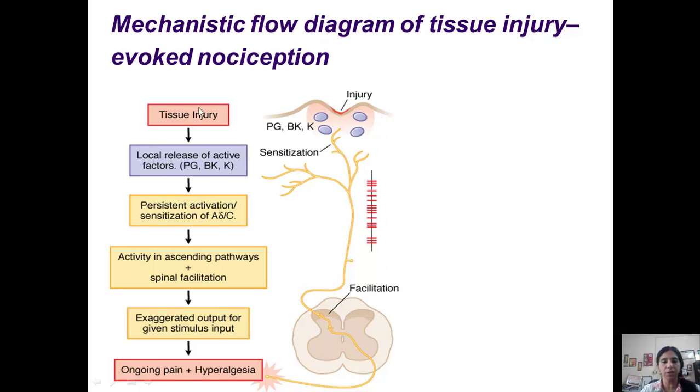So following the tissue injury, there is local release of active factors and there is activation and sensitization of A delta and C fibers, which are the pain fibers, and that leads to the ascending transmission of pain and spinal facilitation, causing exaggerated output for a given stimulus input, leading to ongoing pain and hyperalgesia. So we have to presume that the opioid receptors are present in the ascending pain pathway, where they inhibit the ascending pain transmission.